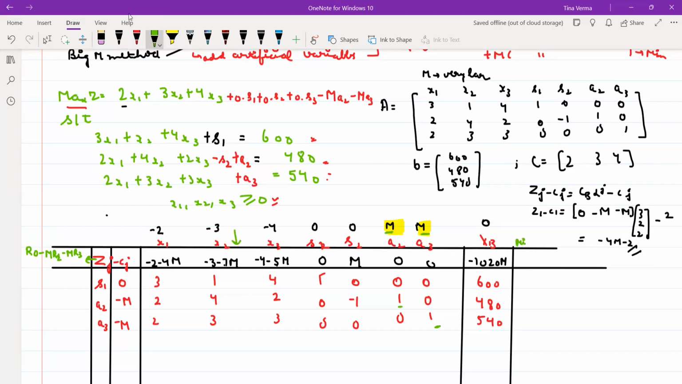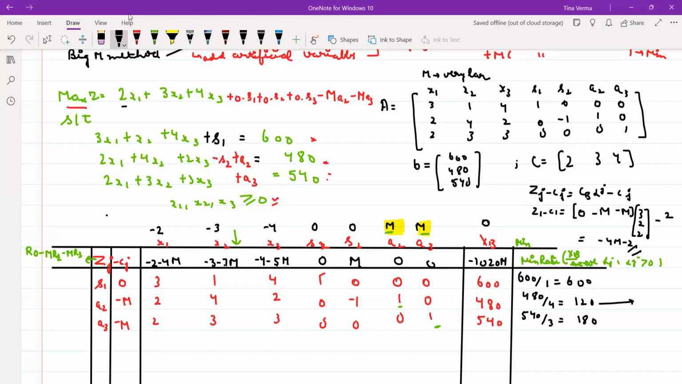So if x2 is the entering variable, you have to decide your minimum ratio. Minimum ratio is nothing but xb divided by your entering column, or you can say alpha j, and alpha j should be greater than 0. So I can divide 600 by 1. That will be my 600. I can divide 480 by 4. That will be 120. And I can divide 540 by 3. So that will be my 180. So which is minimum? 120.